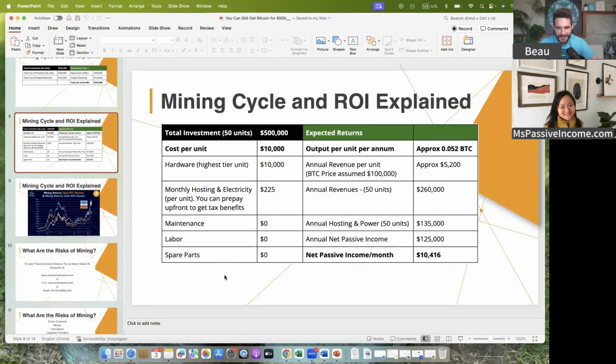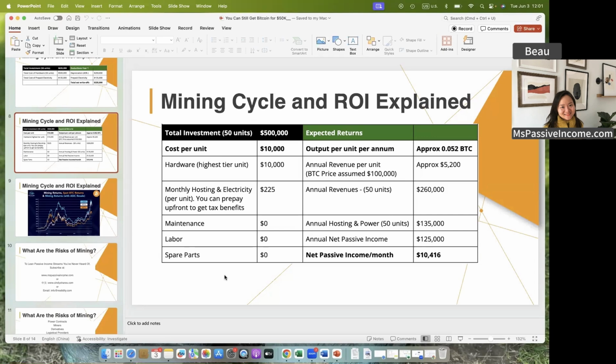But one of the things that I make sure to tell people is, if you're expecting to get your money back within a year, you should have a little bit more realistic expectations. This is not a get rich quick scheme. It's very much an income strategy and a longer term asset play. So if you have a time horizon less than 3 years, mining probably isn't for you.